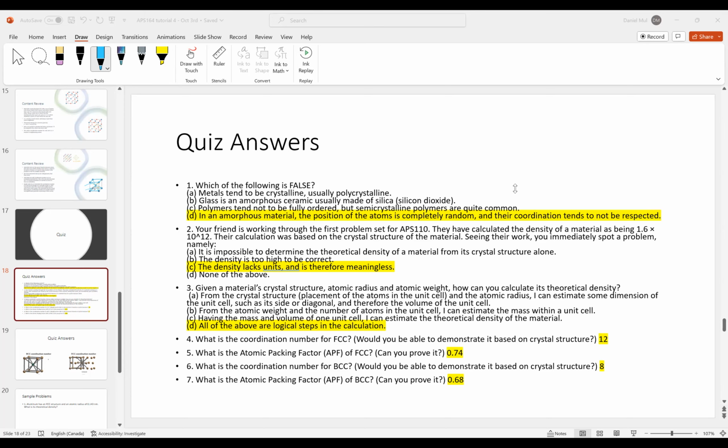So can you explain why C is wrong for 1? It is true that polymers tend to be fully ordered. Usually they have some sort of linear chain, or they could build mesh networks or something. But there's such a thing as semi-crystalline polymers. I can explain it later. I can pull up a diagram or something. But there are certain semi-crystalline polymers.